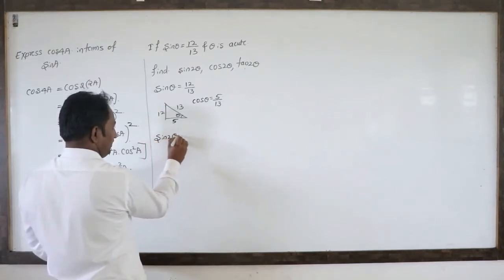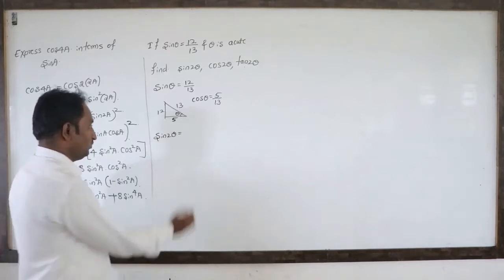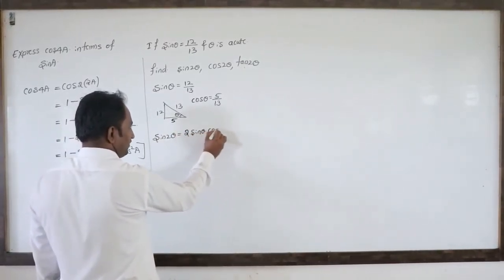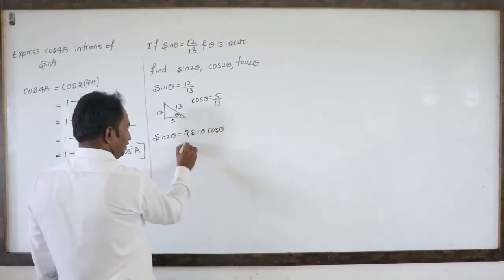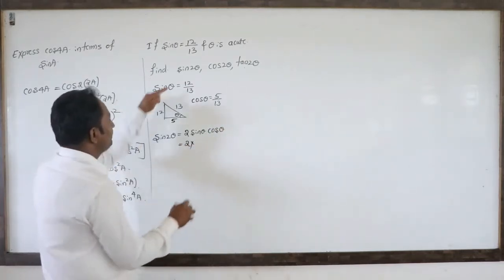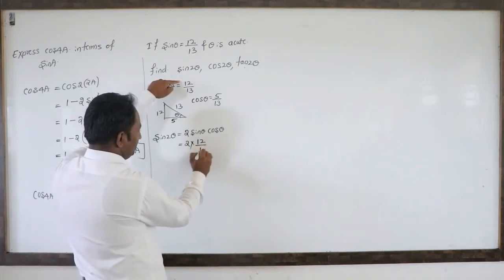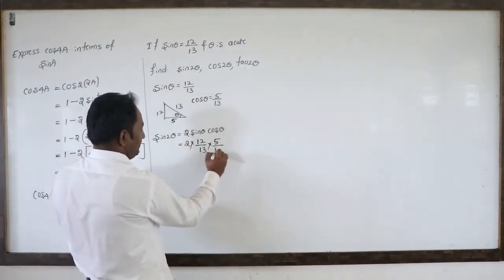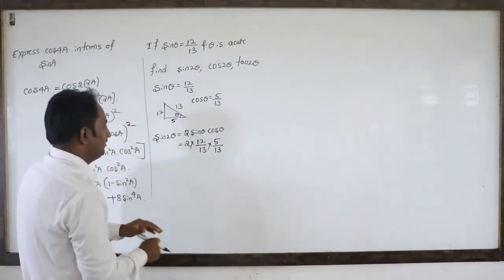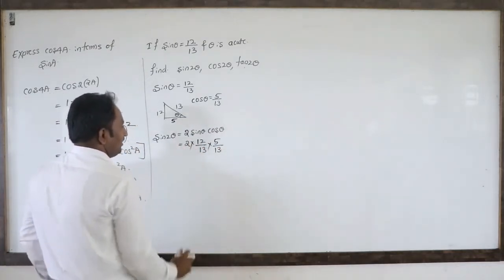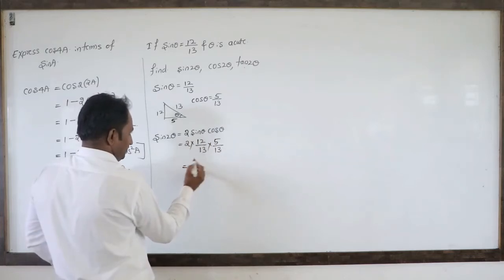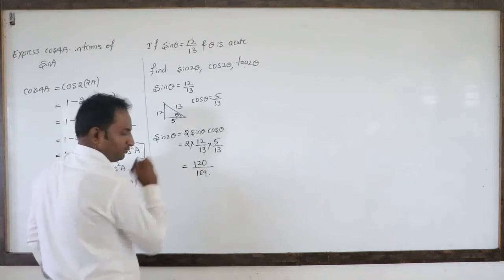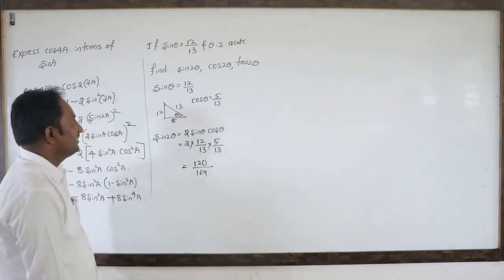First one, sine of 2 theta is equal to 2 sin theta cos theta. Formula: 2 into sin theta value 12 divided by 13 into cos value 5 divided by 13. That is 120 divided by 169.